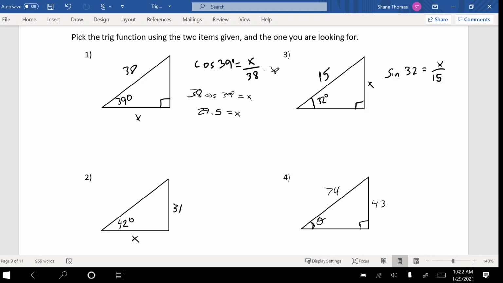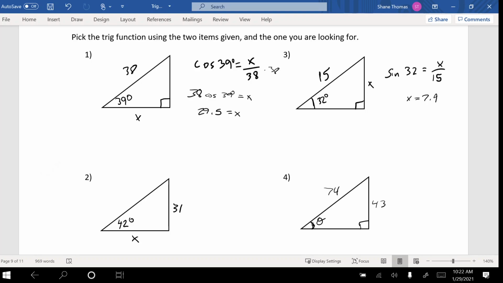Take it to a tenth. I can round this one up. What'd you get? 7.948. 7.9 works. I didn't know if you were thinking 8 because you round the 5. Usually 1 or 2 decimal places. On a test or something, I'll specify. But yeah, you multiply both sides by 15, so you have 15 times the sine of 32. X can be 7.9. You guys all get that?